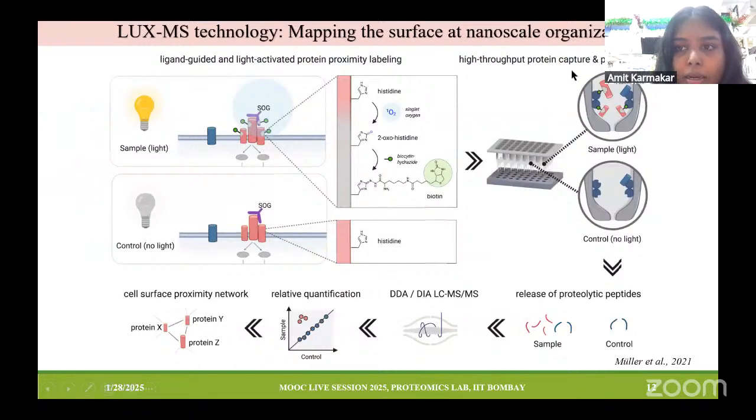Apart from that, there is one more technology. It's called LUX-MS technology. This technology will enable you to identify not only the surface proteins at one go, but also the spatial surface interactions. For example, how different types of proteins interact in a very nanoscale manner to maintain the specific properties of the cell surface, and what changes happen at what millisecond during one type of cell signaling or receptor ligand interaction, etc., etc.